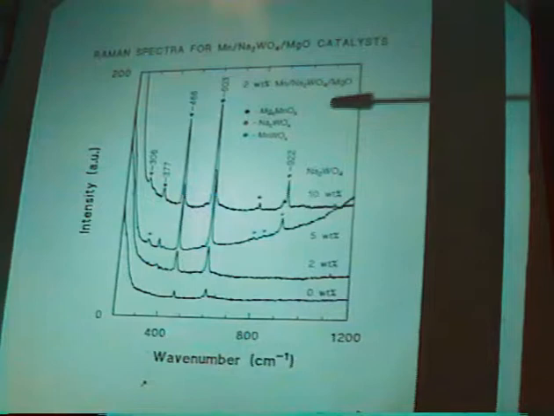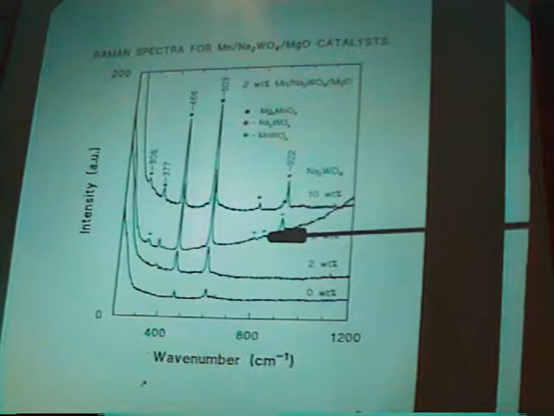Now, we do not have a Raman spectrum of pure manganese tungstate, but we see manganese tungstate by X-ray diffraction in the sample. And this spectrum would be consistent with the slight distortion from tetrahedral symmetry that occurs, for example, in compounds like calcium tungstate.